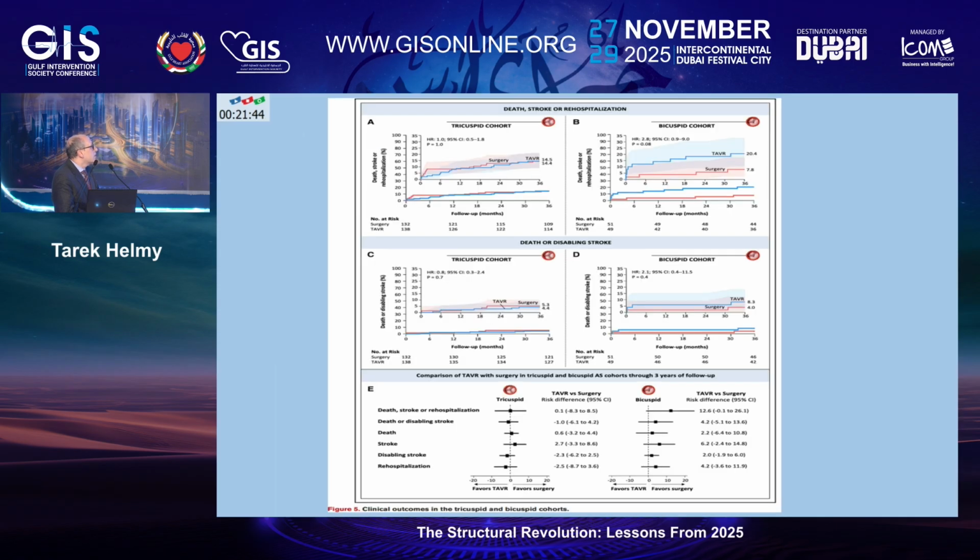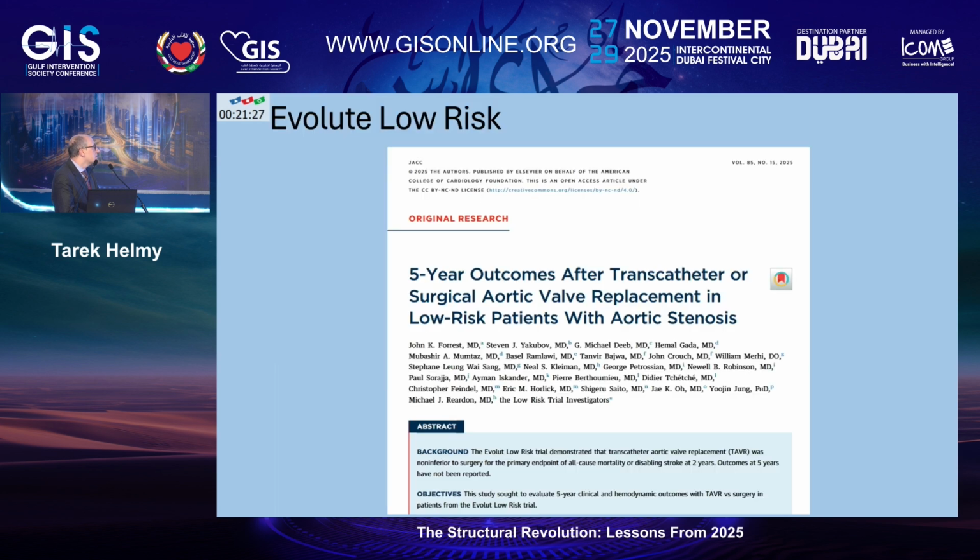This study included the bicuspid as well as tricuspid valve, and we'll talk about the bicuspid a little later in the talk. But as you can see here, although numerically surgery fares a little better, there was no statistically significant difference between the two arms. So it appears that TAVR is also safe in bicuspid aortic valves.